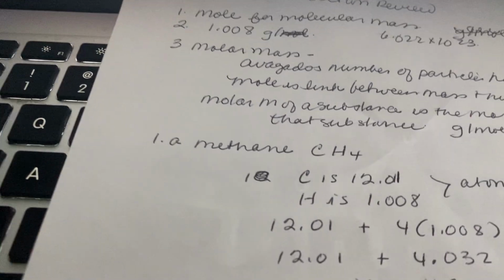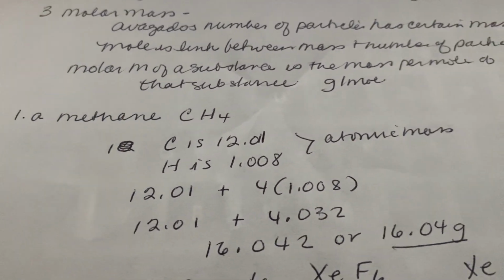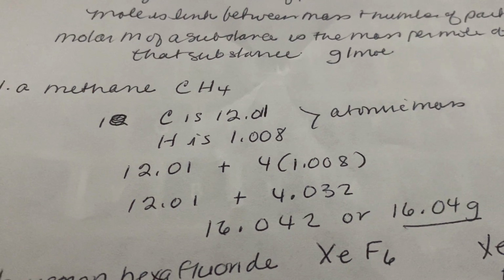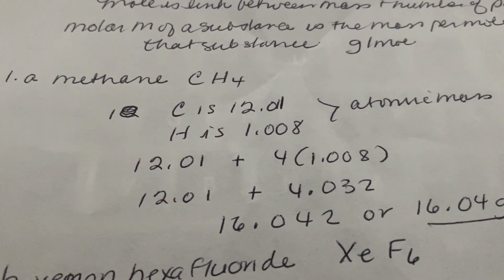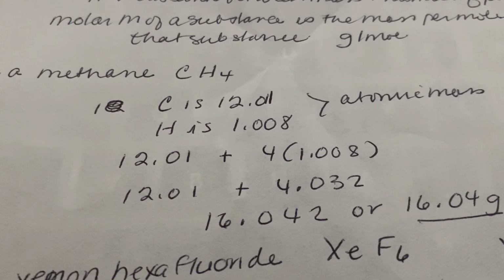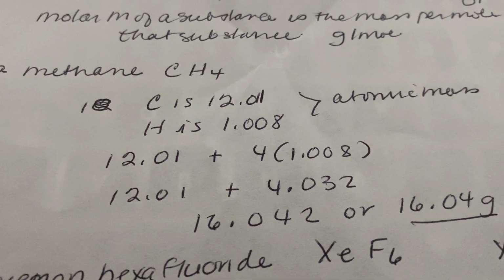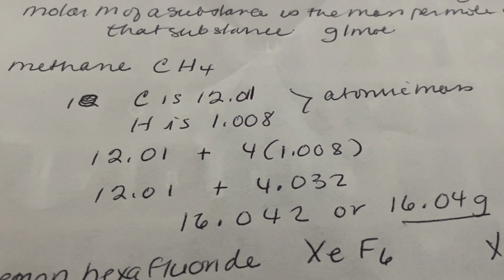Okay, here's how I did it here. So we have methane, CH4. Well, we looked it up in the periodic table. C is 12.01 and hydrogen is 1.008.